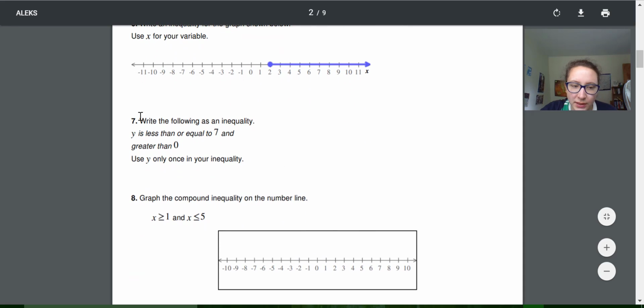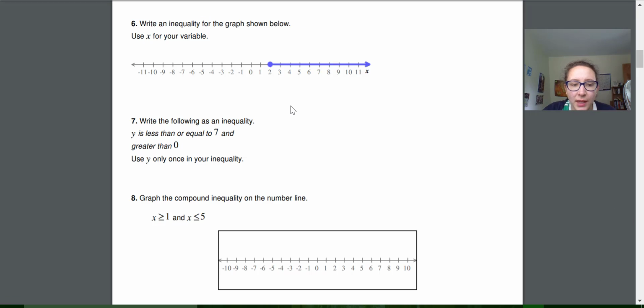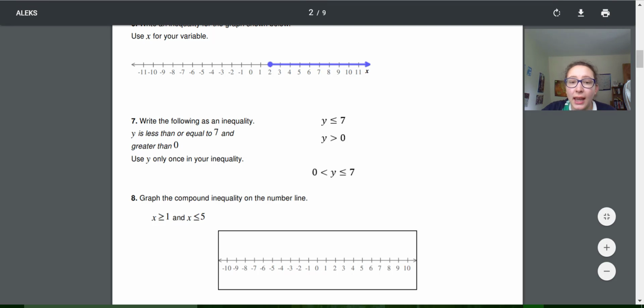Now something like this, number 7, you have to write your own inequality based on what they're saying. So write the following as an inequality. Y is less than or equal to 7 and greater than 0. So you could write this as two different inequalities, but they want you to write it as a compound inequality. So we have that y is less than or equal to 7, and you also have that y is greater than 0. So we can write this side by side. 0 is less than y, because y is greater than 0, and then y is less than or equal to 7.